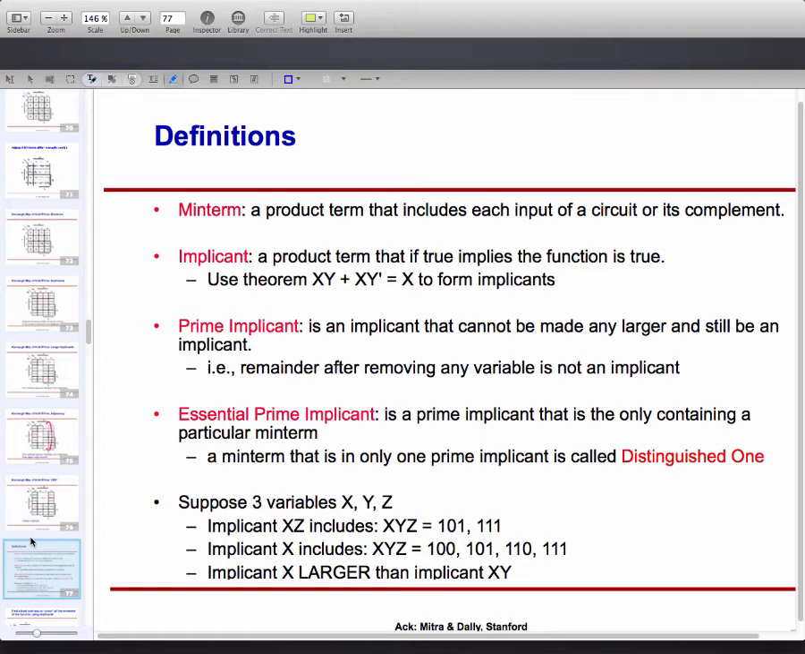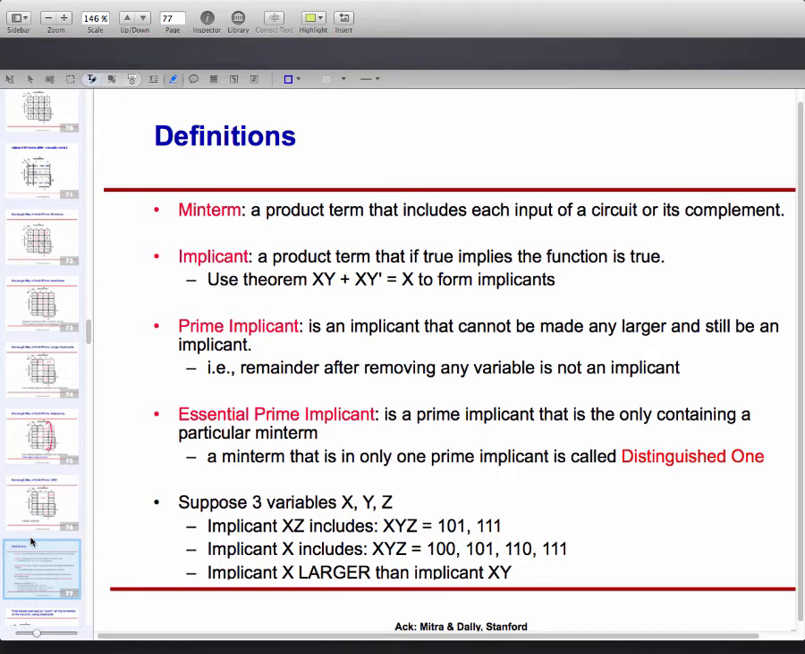Essential prime implicant means that there is a vertex and only this prime implicant covers that vertex. So there is no other way that vertex could be covered.